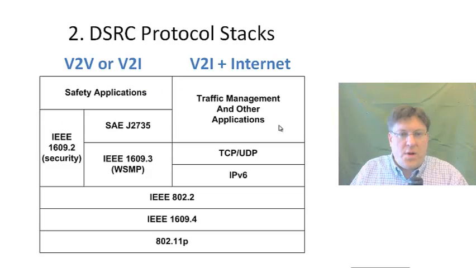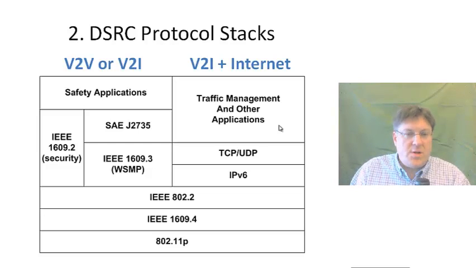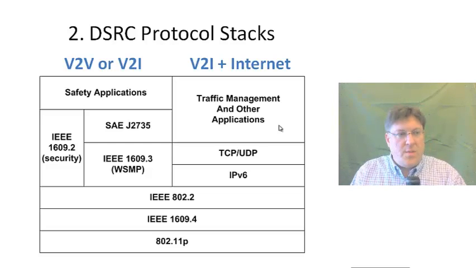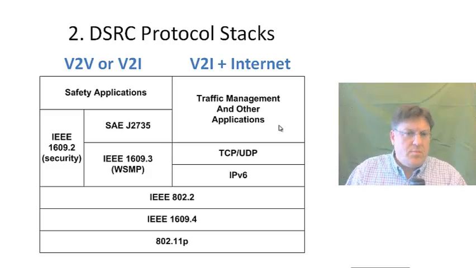There are two protocol stacks. One of them is the WSMP, the WAVE Short Message Protocol. These are for very quick ad hoc connections between vehicles where there's no handshaking required. They're low latency, very small messages typically that are communicated frequently and rapidly, and they are wireless also. And that's the V2V or V2I when there's no internet involved.